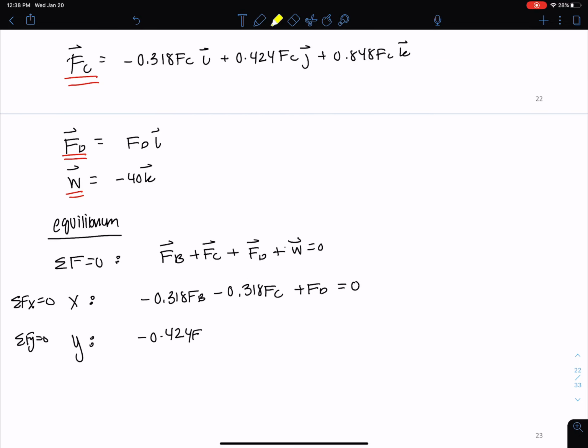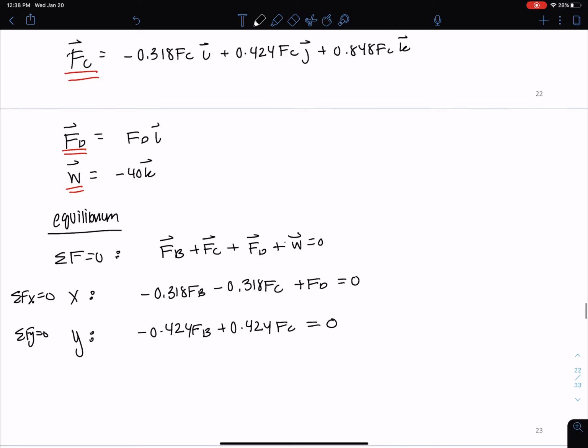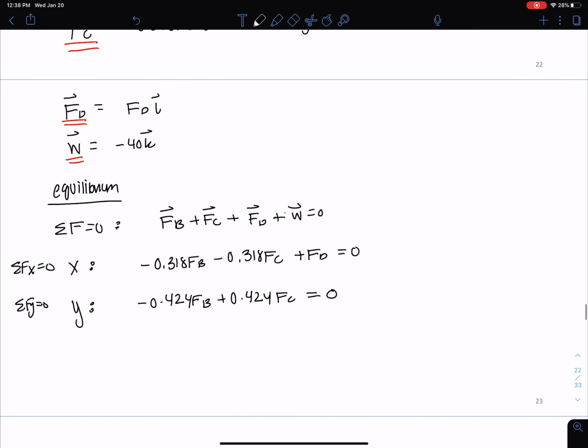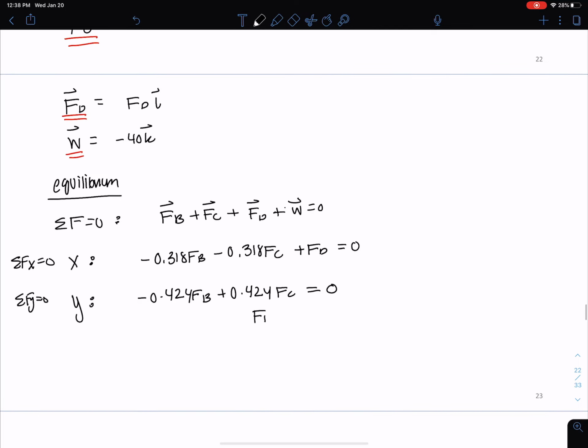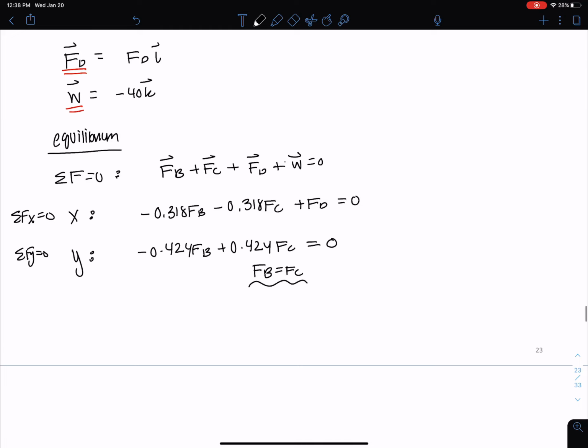Let me fix that before I continue: it is plus 0.424 FC. FD does not have a y component and W doesn't have a y component, so that's just equal to 0. Okay, so actually I can simplify this. If I move FC over, I end up getting that FB is equal to FC. I'll deal with that later, right?